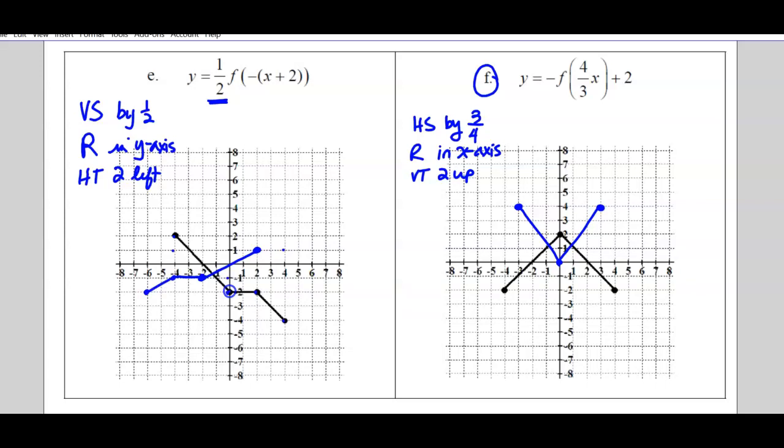There you go. Okay. You can tell, if you look at the original range, it's 6 units high. This one is 3 units high. Okay.